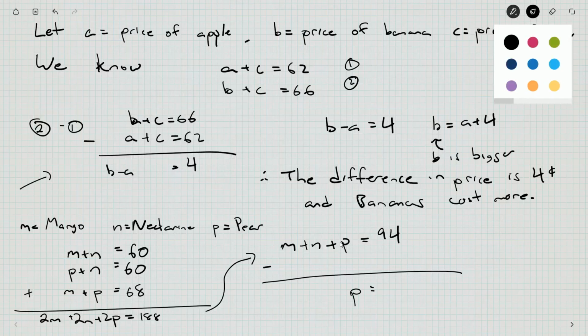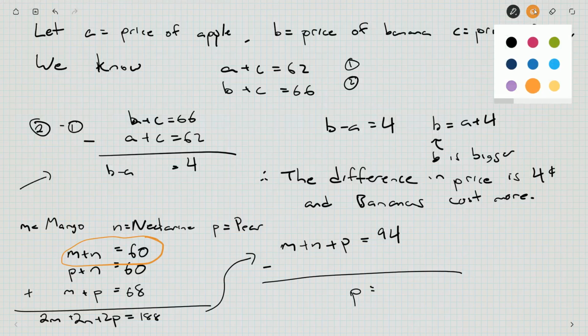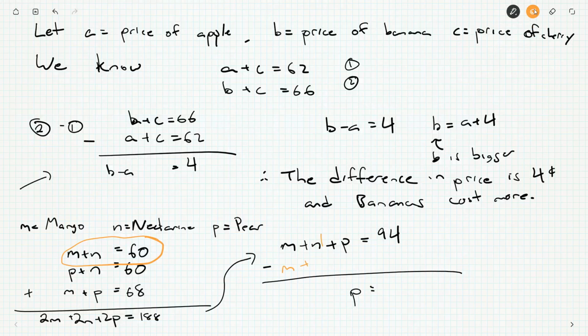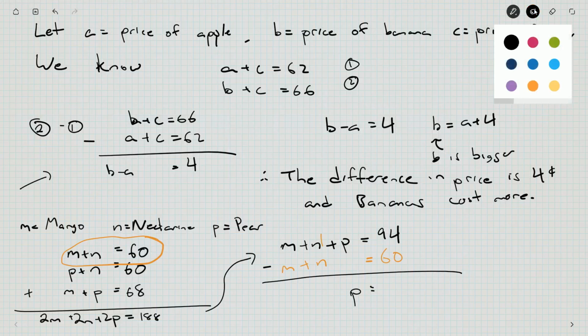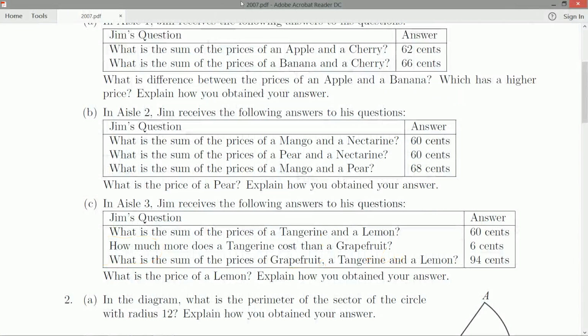Do we possibly have any equation that just gives us the M and the N and leaves P alone? Absolutely we do. So we can do M plus N, no pears, is 60. And now when we subtract, these cancel, the P just sort of gets brought down. 94 minus 60 is 34. So pears cost 34 cents each. And that was it, right? We just wanted the cost of a pear. What is the price of a pear?